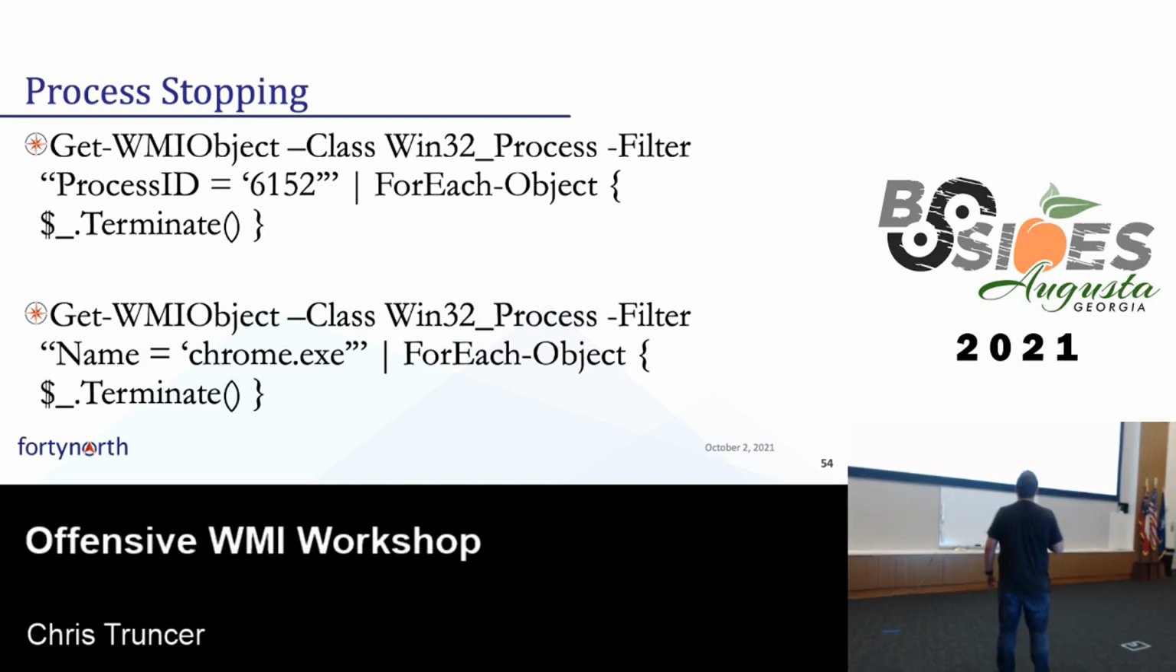But this is where we're going to be interacting likely with more than one process, is this next command, where we're basically searching for any process that has the name of chrome.exe, piping all of those objects into this ForEach-Object loop, and then calling terminate on that to kill those processes.